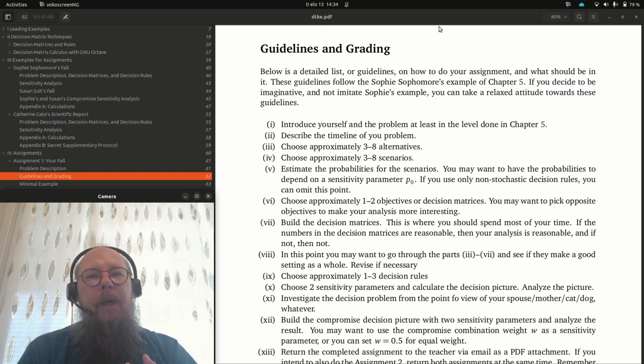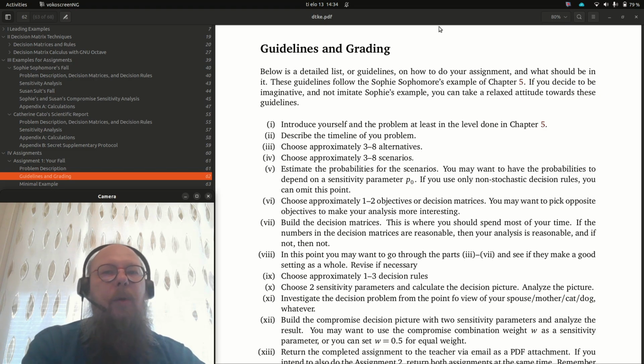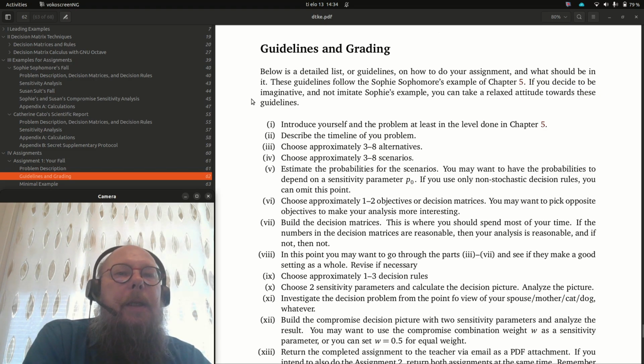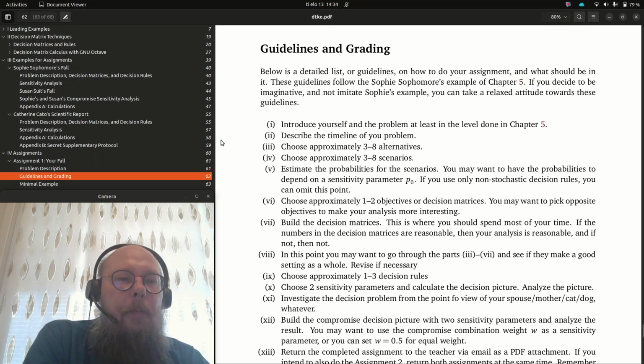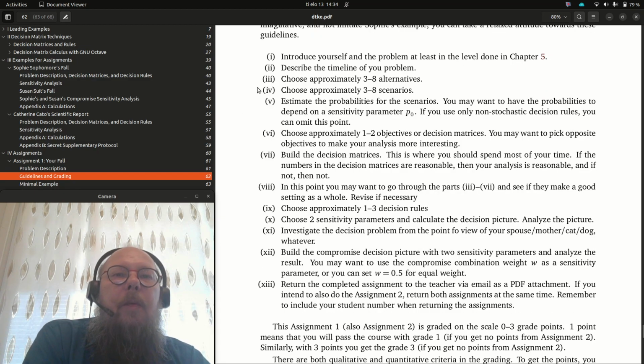And if you decide to be imaginative and not imitate Sophie's example, you can take a relaxed attitude towards these guidelines. But if you follow Sophie Sophomore's example, then you should follow this. Then you should check these guidelines to get the best possible grade. So first, you should introduce yourself and the problem at least to the level as done in Chapter 5.